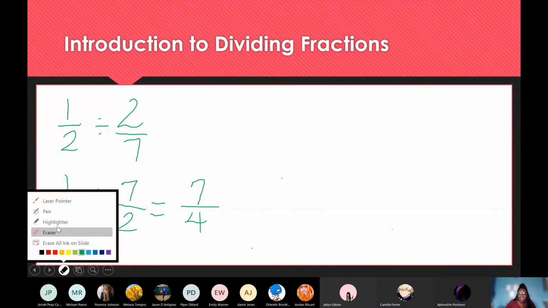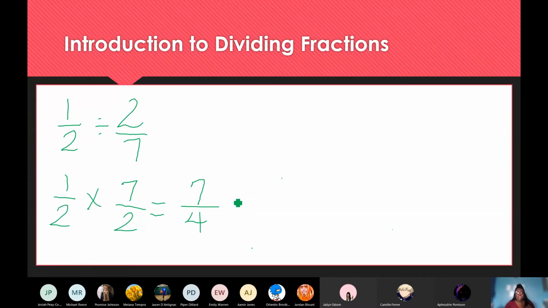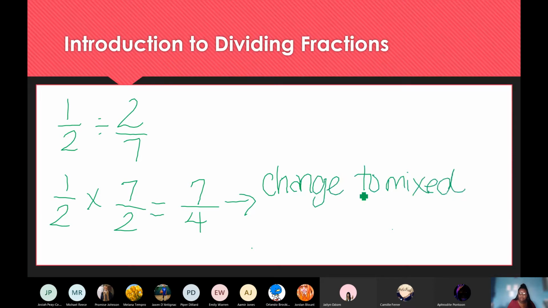And we need to change this. This is our step 3. We're either going to simplify this fraction or change it to a mixed number. So remember, when we're changing this to a mixed number, it affords us the ability to look at how many wholes and how many parts there are.